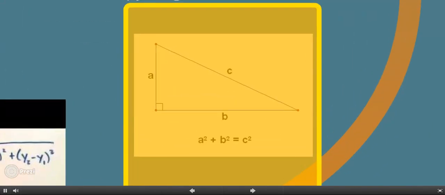The goal of this lesson is to be able to calculate the distance between 2 points. The distance formula is derived from the Pythagorean theorem, which says the sum of the square of the legs is equal to the square of the hypotenuse.